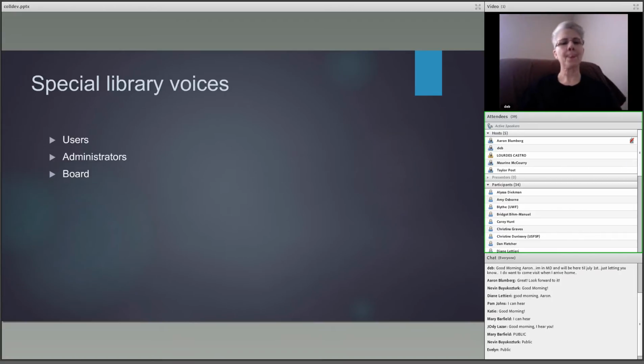And then in a special library, and I noticed there were a few special library representatives too, it's very, very similar. You probably are a smaller library, but the people that use your library, the people that you need to serve, that's who you need to talk with when you're making collection development plans and decisions. The administrators of the institution that your library serves have a vision for the library, and they need to be considered. And then again, if there's a board overseeing the institution, those voices need to be heard as well.